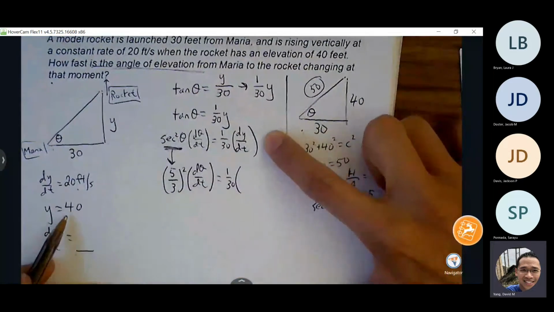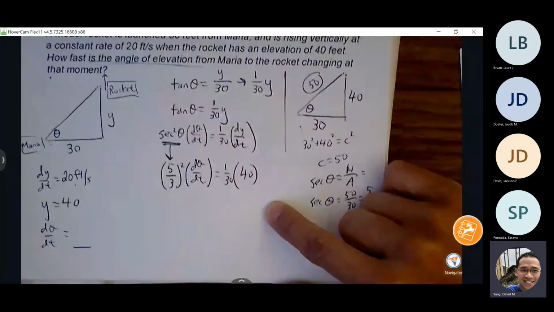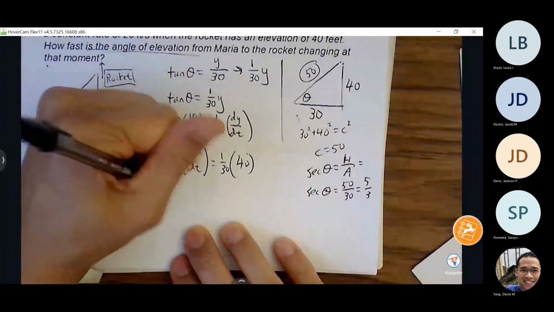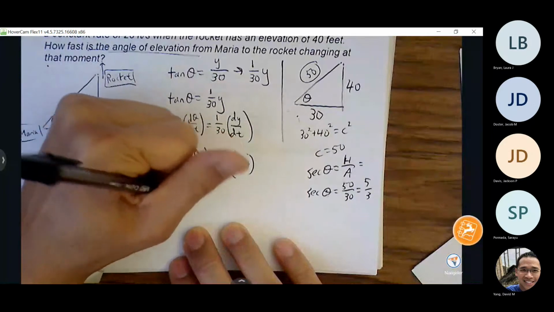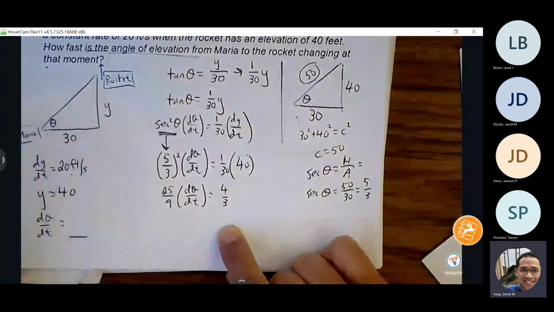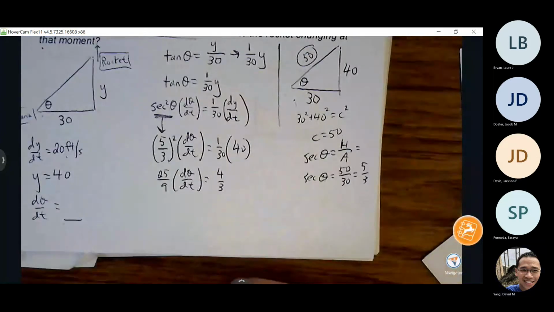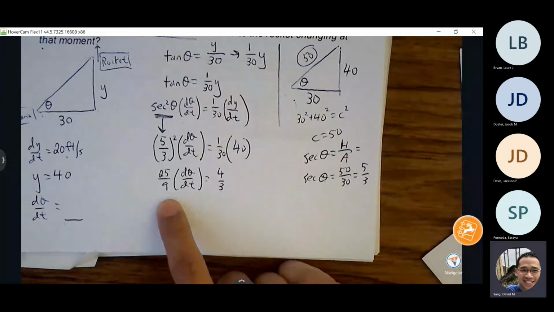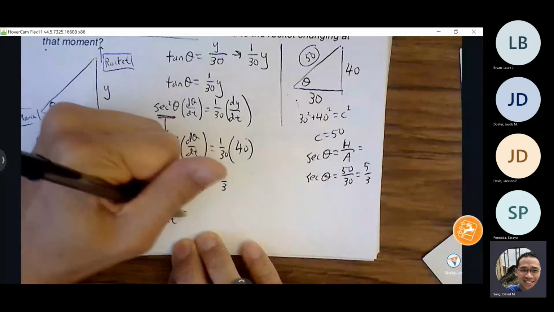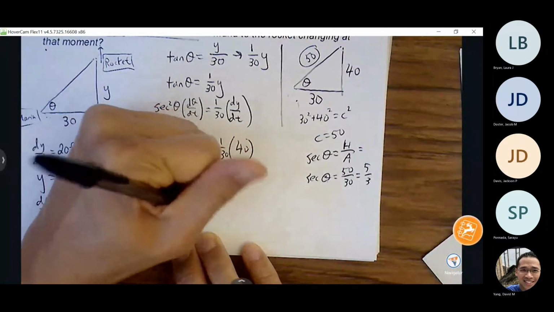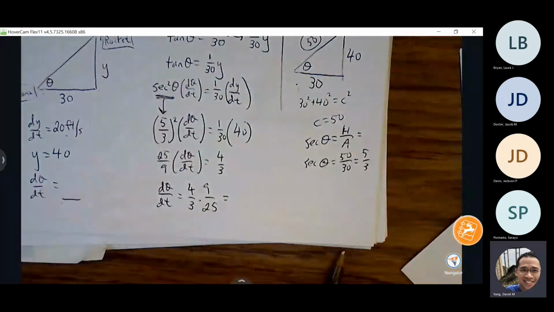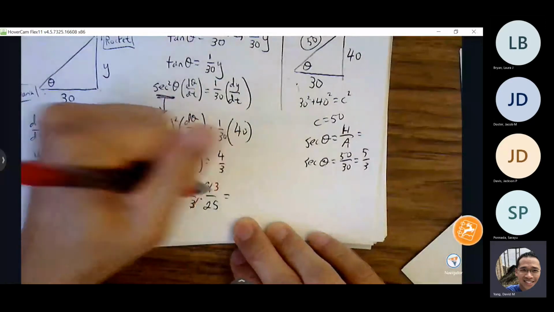dy dt is 40. Now we just want to clean everything up, right? Try to move everything over. 40/30 reduces to be 4/3. And now what's the last step here? Yeah, multiply by the reciprocal, right? We do a little bit of cleanup here. 9 and 3 can reduce.